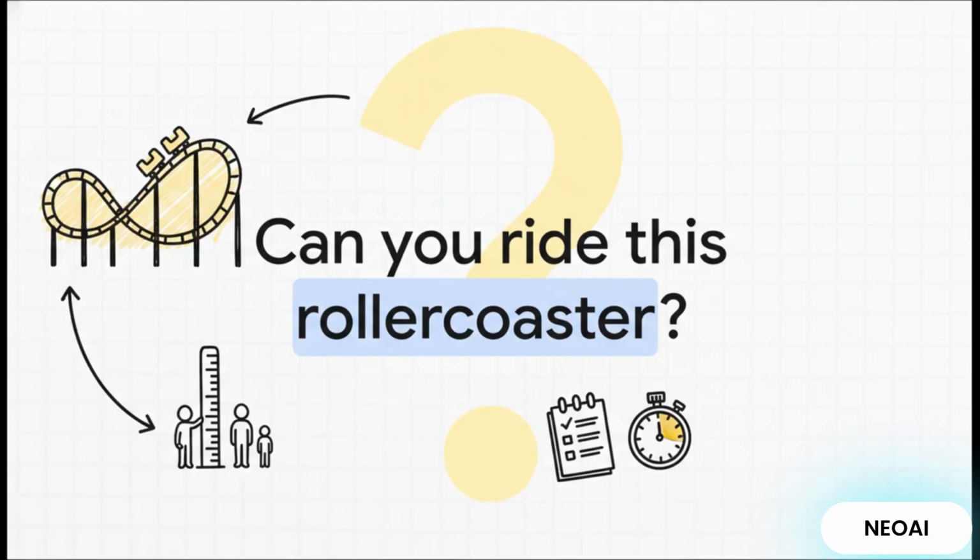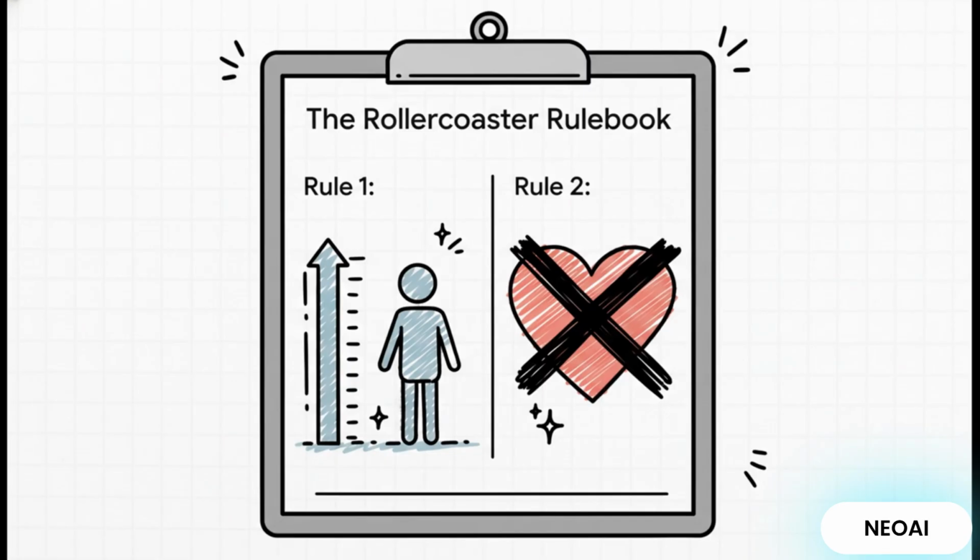Okay, let's make this real. Forget code for just a second. You're at an amusement park. You see this awesome, huge roller coaster, and you're thinking, can I ride this thing? Now, you know the answer isn't just a simple yes or no. It's all about the rules, right? And here they are, the rules.